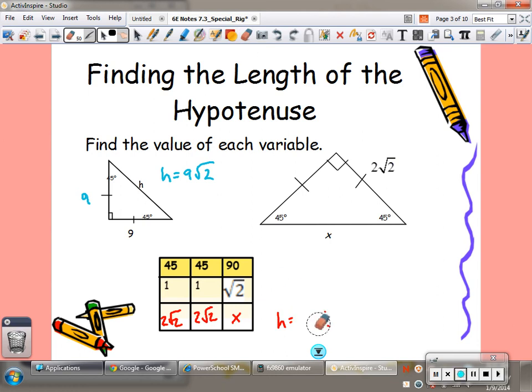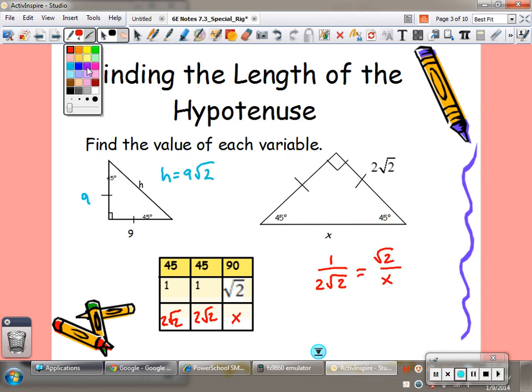Let me get rid of this so we can set up a new equation. So again, these are ratios that are all equal to each other. 1 over 2 times the square root of 2 equals the square root of 2 over x. So that's what I'm going to write. Cross multiply here, and I get x equals 2 times the square root of 2 times the square root of 2, which is the same as 2 times the square root of 4. The square root of 4 is 2, and 2 times 2 is 4.